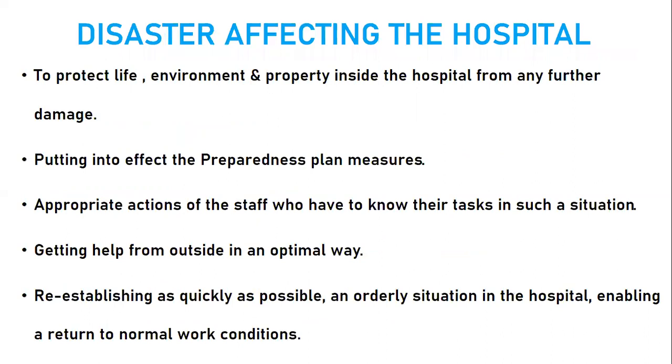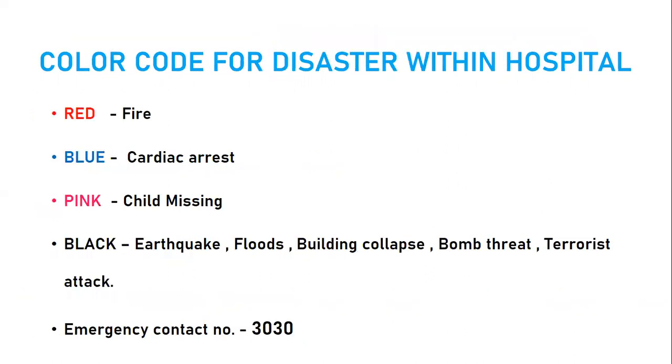If the disaster is affecting the hospital, then the plan should be made to protect life, environment, and property inside the hospital from any further damage, putting into effect the preparedness plan measures. The staff should know their tasks in such a situation and get help from outside in an optimal way, re-establishing as quickly as possible an orderly situation in the hospital, enabling a return to normal work conditions.